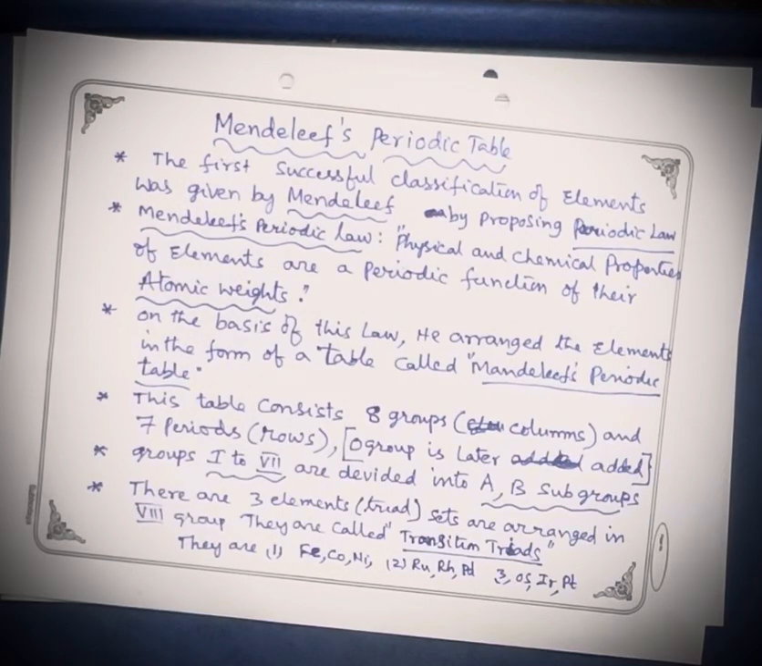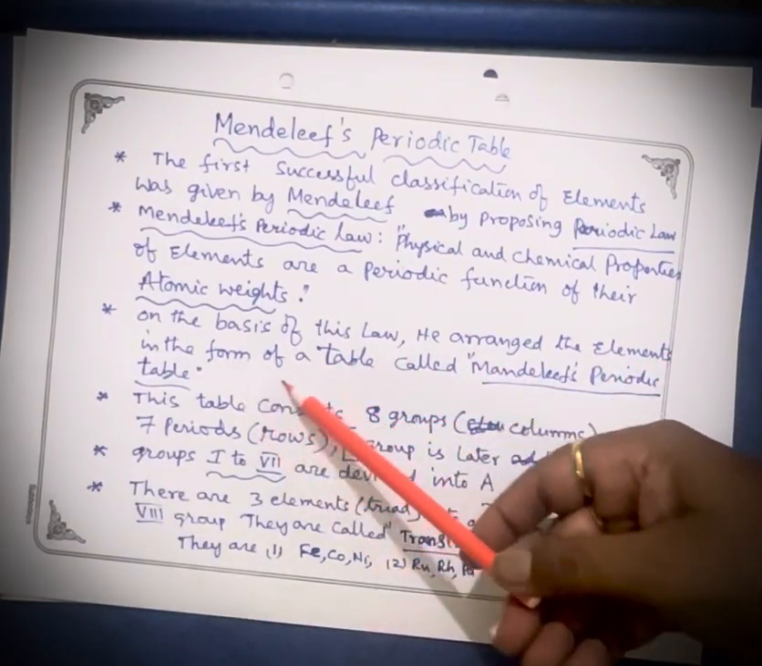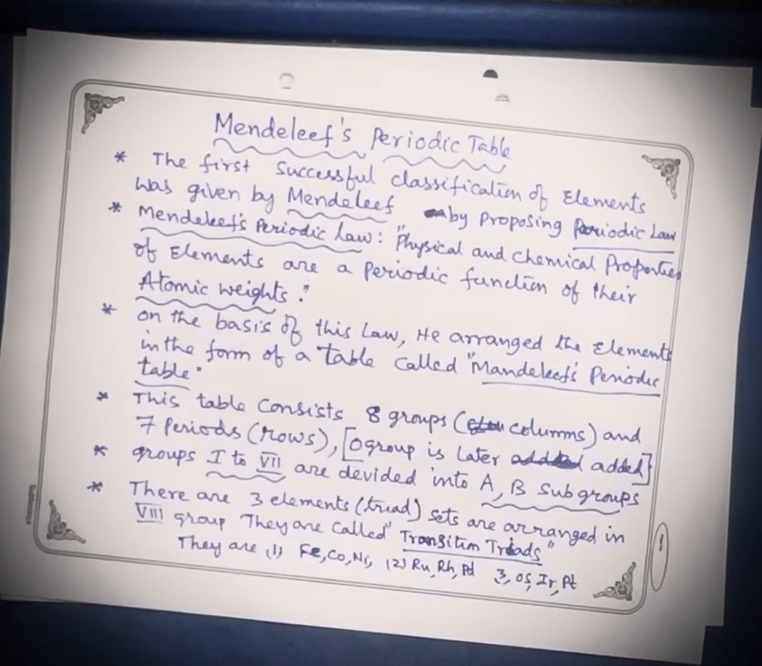What are the salient features of the Mendeleev periodic table? On the basis of this law, he arranged the elements in a table called the Mendeleev periodic table. This table consists of 8 groups, which are vertical columns. Vertical columns are called groups, and horizontal rows are called periods. How many groups are there in the Mendeleev periodic table? 8 groups. At that time, the zero group of inert gases was not given as a group. So the other elements were given 8 groups and 7 periods.